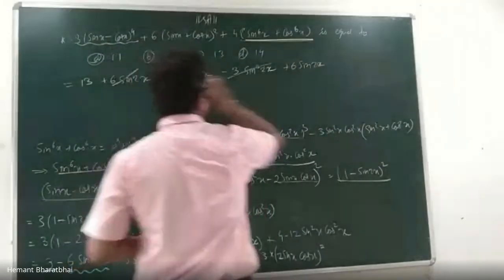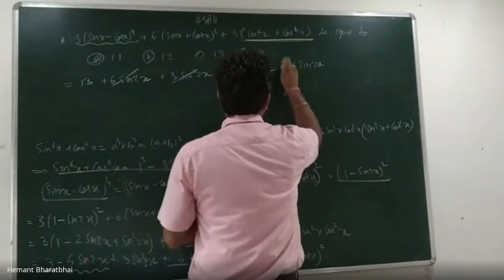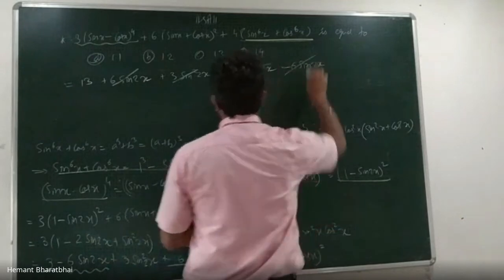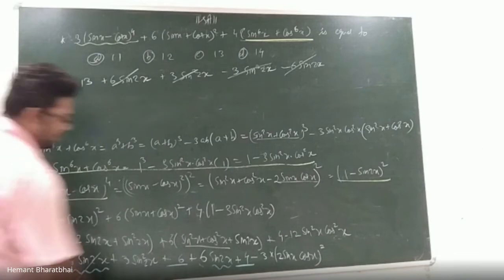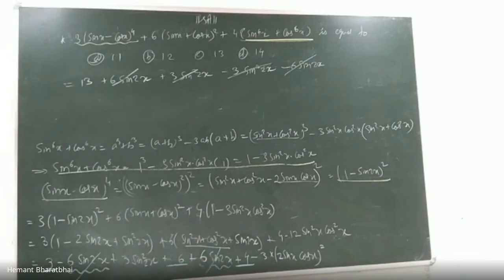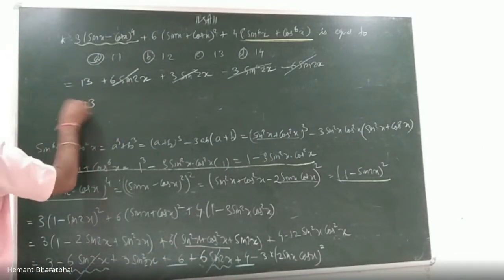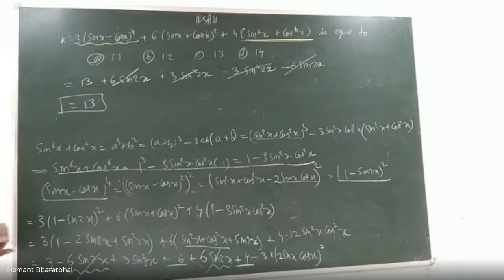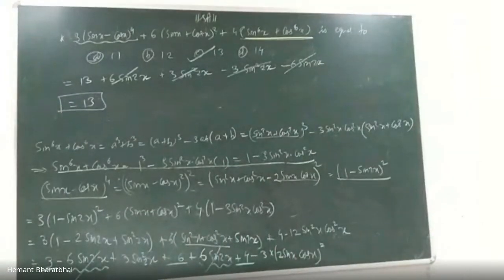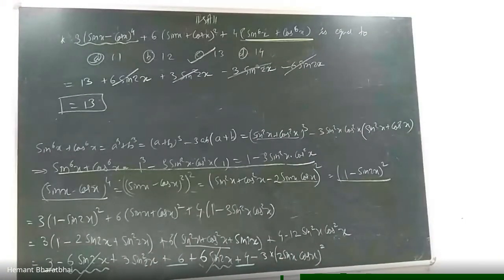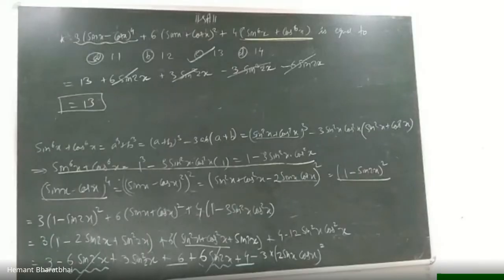So this plus sin 2x and this minus sin 2x get cancelled. Similarly, plus sin square x minus sin square 2x gets cancelled. Okay, this minus 6 sin 2x and this plus sin 2x get cancelled. So I get the answer as 13. So my answer is option number C. He has given us an equation and he wanted to find out an answer, and we have got option number C as the answer.